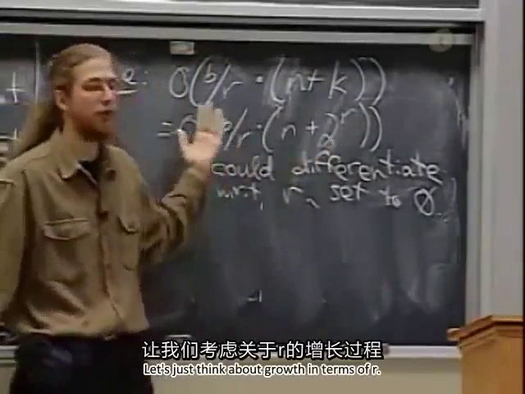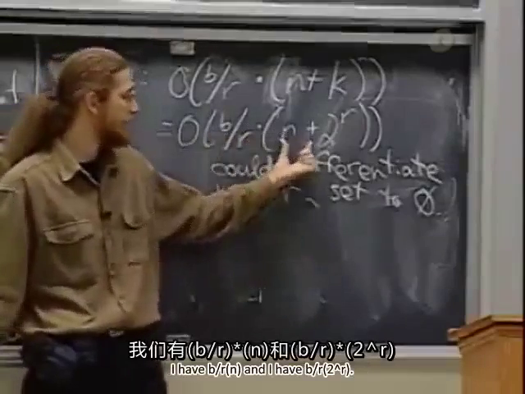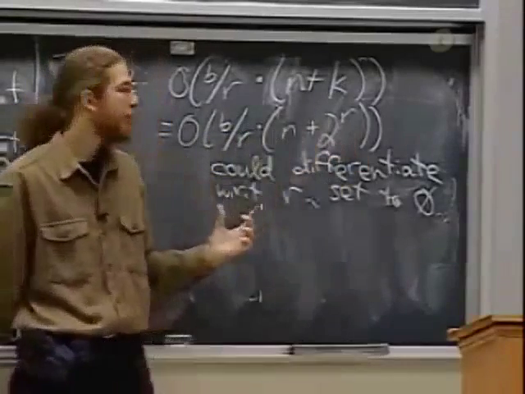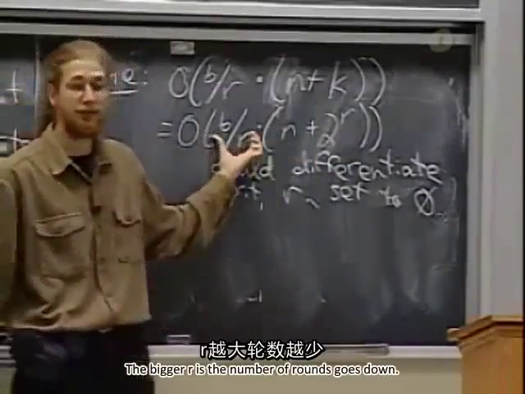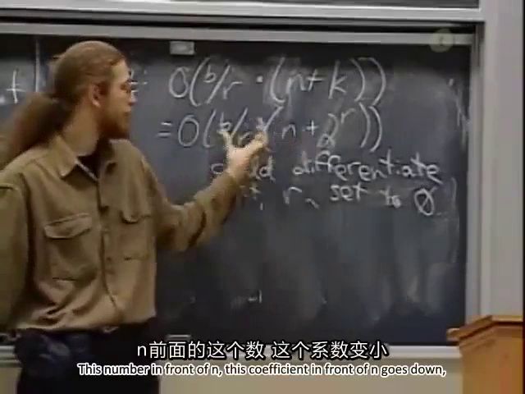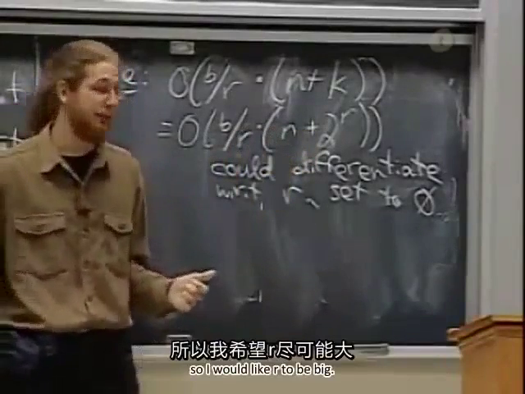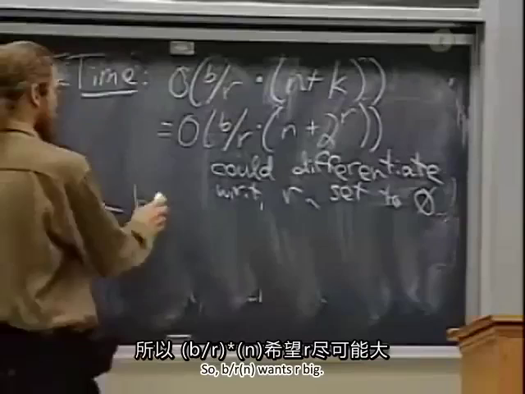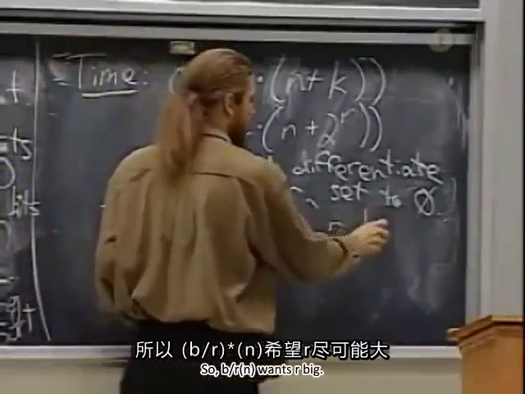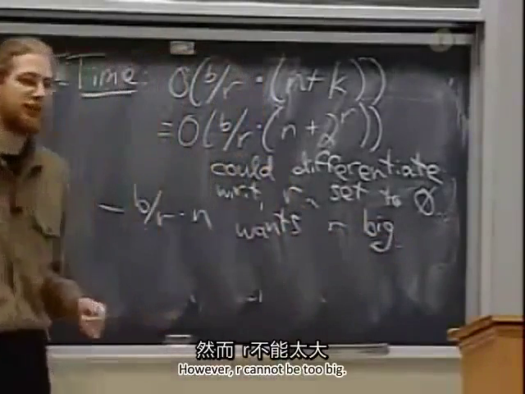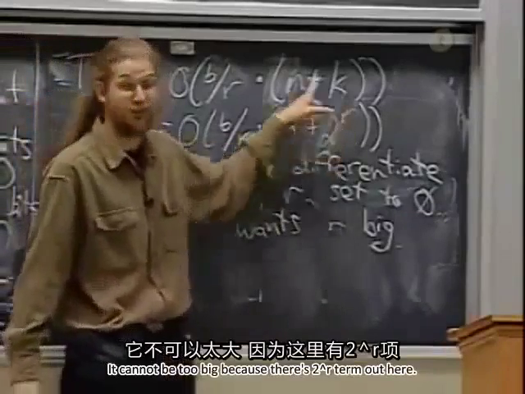So let's just think about growth in terms of r. There's essentially two terms here. I have b over r times n, and I have b over r times 2 to the r. Now b over r times n would like r to be as big as possible. The bigger r is, the number of rounds goes down, so this coefficient in front of n goes down. So I'd like r to be big. So b over r times n wants r big. However, r can't be too big. So this is saying I want digits that have a lot of bits in them. Can't be too big because there's this 2 to the r term out here.